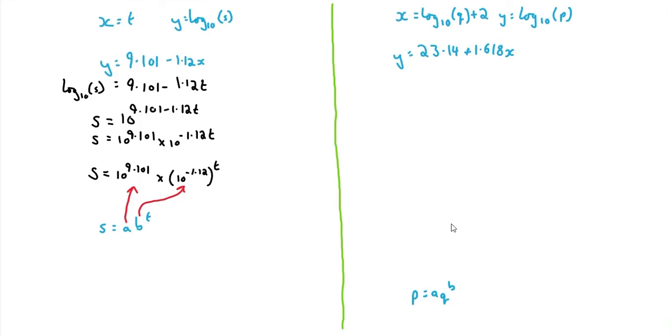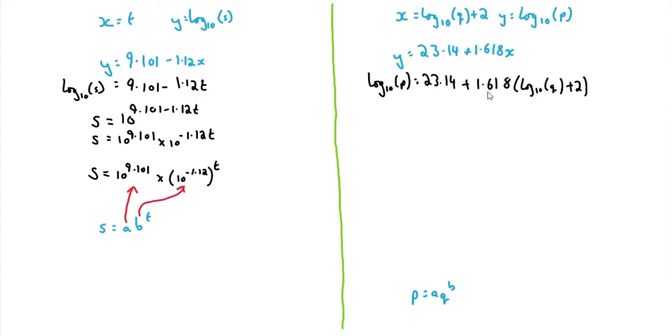Okay, so to start off with, we'll begin like we did last time by switching out the x and the y for the expressions that they give us. So now on the left hand side we have a log base 10 of p, and that's going to equal the 23.14 plus the 1.618 times by log base 10 of q and then plussing the 2 afterwards.